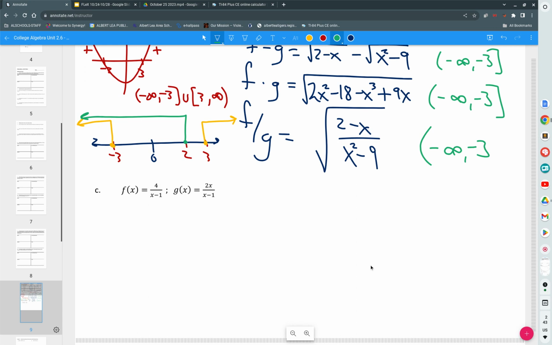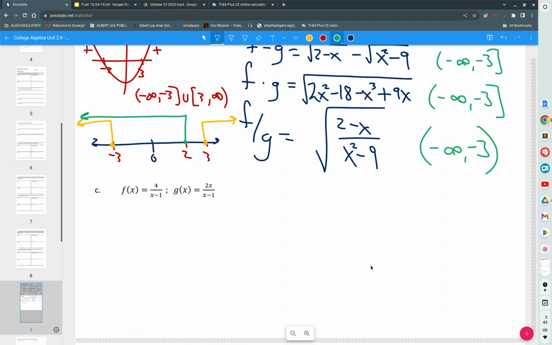Is negative 3 currently included? I got to exclude it. How will I exclude negative 3? Brackets or parentheses. That's it. So the domain for dividing is often going to look very similar. Just maybe one little change.